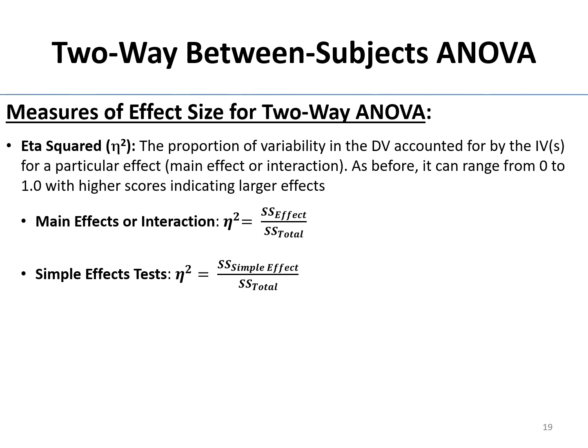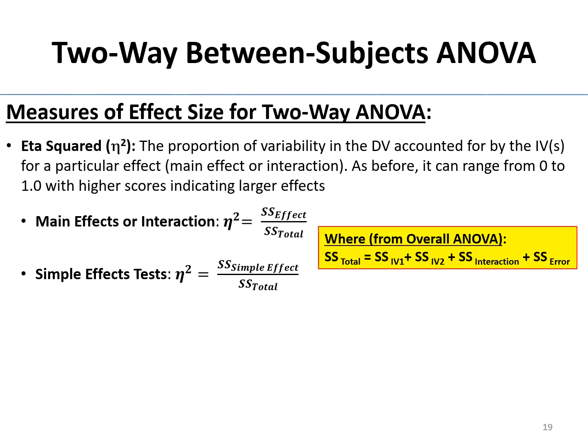So the simple effects eta squared really is the same thing. It's the sum of squares for the simple effect, divided by the sum of squares total. The sum of squares total for both of these comes from your initial ANOVA table. So from your overall ANOVA, sum of squares total is the sum of squares for your first independent variable plus the sum of squares for the second independent variable plus the sum of squares for the interaction plus the error. And that gives you the whole beach ball. And so when you divide what your independent variable accounts for by the total, you get the percentage.